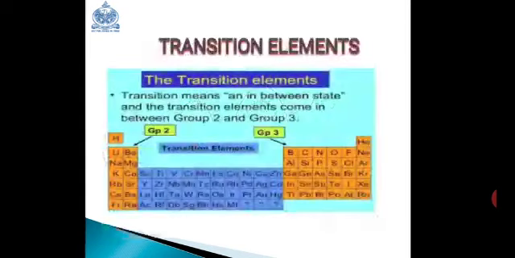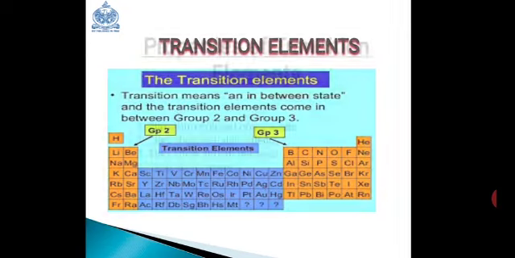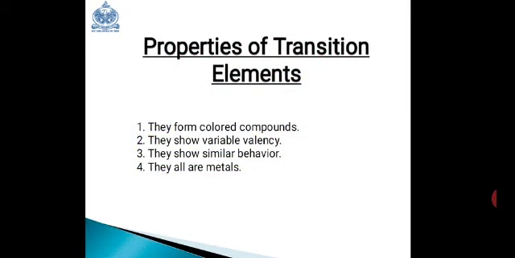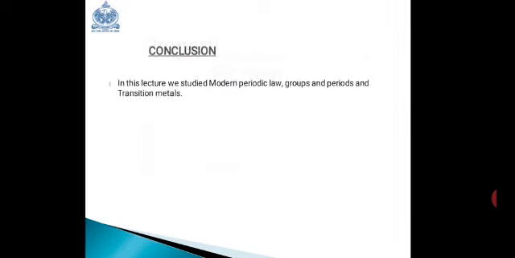Transition elements. As I told you, the elements in the center of the periodic table, the yellow highlighted part in the modern periodic table, as you remember in the previous slide, here they are highlighted blue. The elements in between group 2 and group 3 are called transition elements. They form colored compounds. They show variable valency. They show similar behavior. They all are metals. These are some of the properties of transition elements.